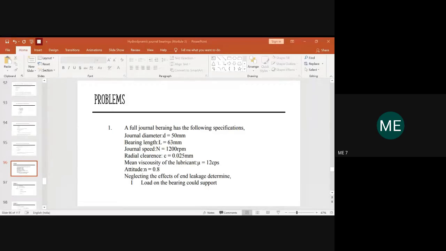Calculator for calculation. I told you already, from today we'll be starting with the numericals. So good afternoon, it's nearly 12 o'clock. So welcome back to the class on tribology.